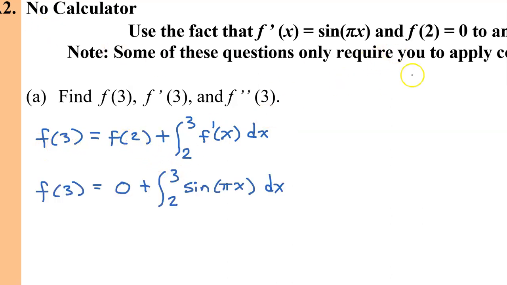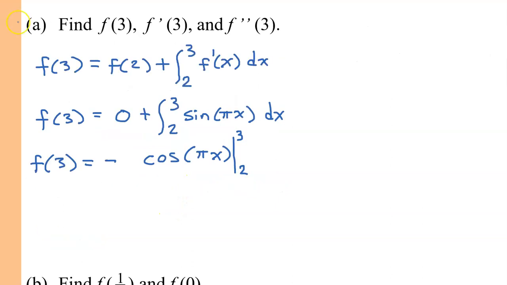We know that f at 2 is 0, so I'm making that substitution. Of course, f prime is sine pi x, so there you go. So if I want to find the value of f at 3, I really just need to integrate sine pi x from 2 to 3. Be careful here. The antiderivative of sine is negative cosine, but yet this is not the answer. That's because on the inside, we don't just have x, we have pi x. So technically we need to do u substitution.